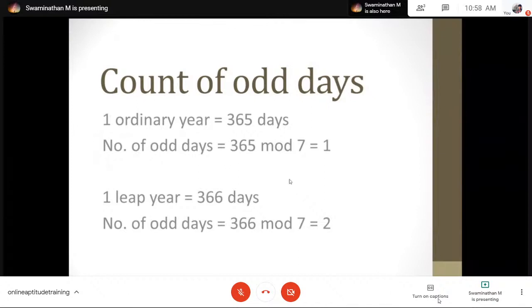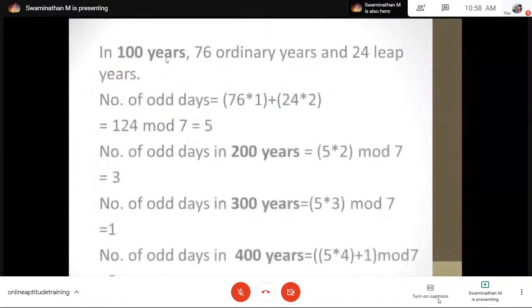Okay, now we can see century years. In the first 100 years, the 100th year will not be a leap year because it is not divisible by 400. So we will have 76 ordinary years and 24 leap years, not 75 ordinary and 25 leap. That is not the case because 100 is not divisible by 400. So 76 ordinary years and 24 leap years will be there in the first 100 years.